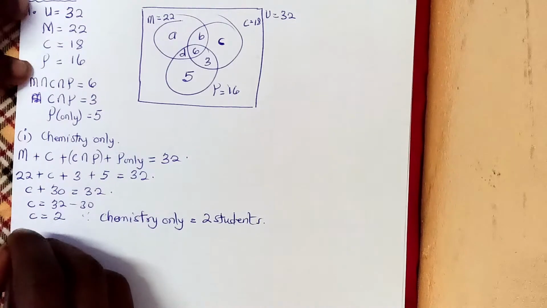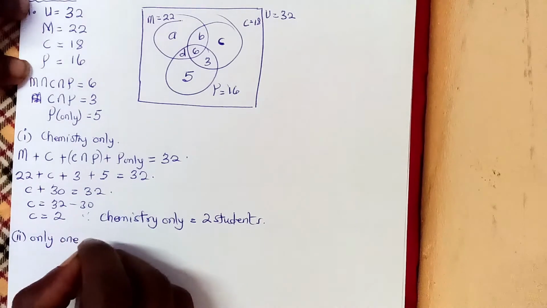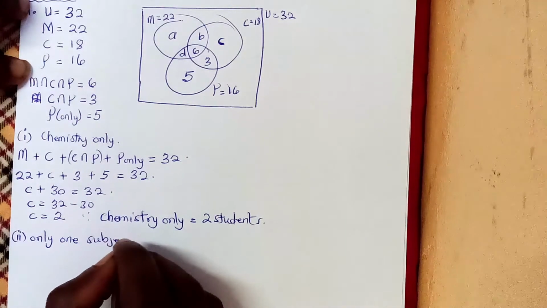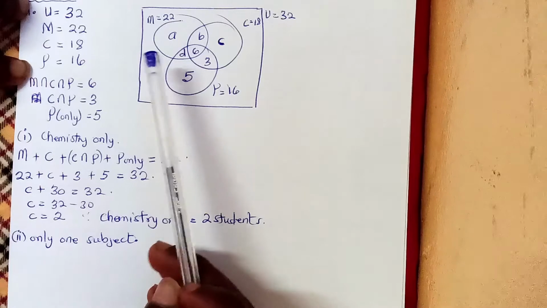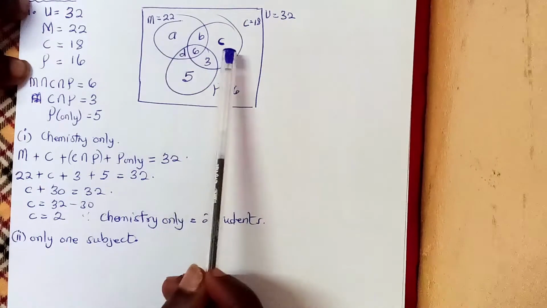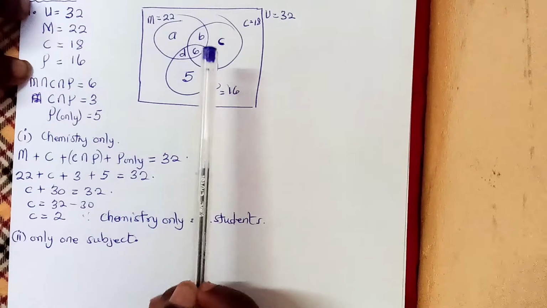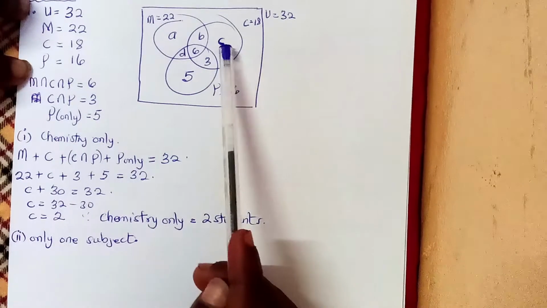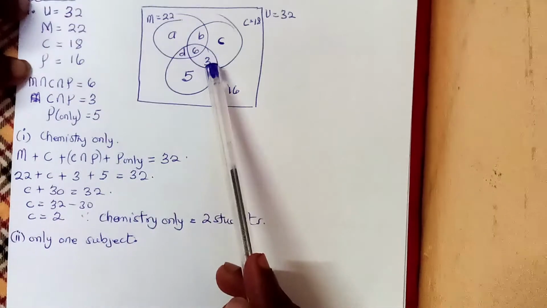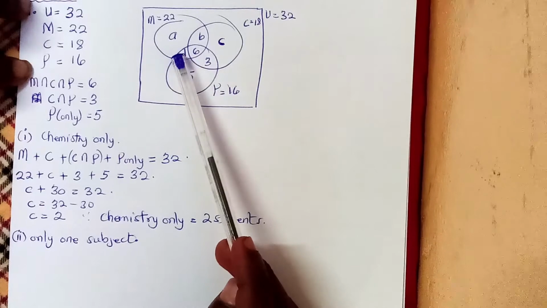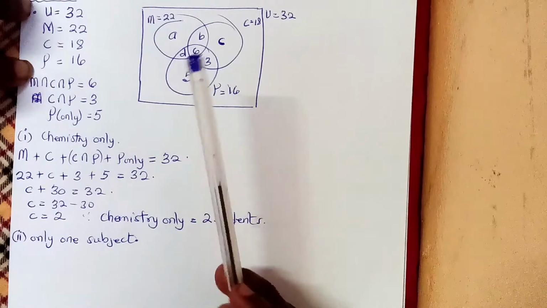Part II, we are asked to find only one subject. When we talk about only one subject, it means we are supposed to find the portions A, C, and that we already have the 5 here. So therefore, we have also found the C here. Now we have to find for A. But before we can find for A, we have to find for B and D, since without them we can't find for A. So let's find for B.